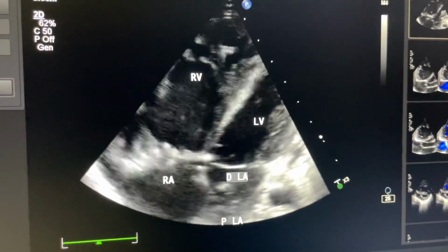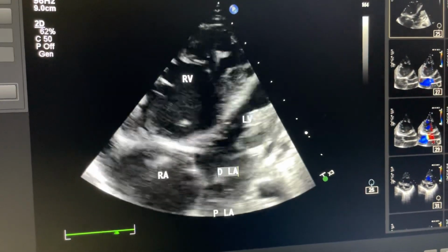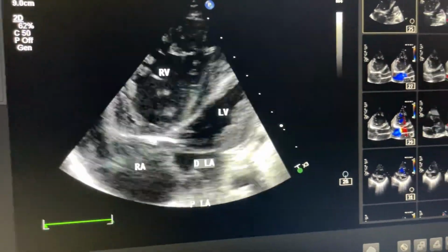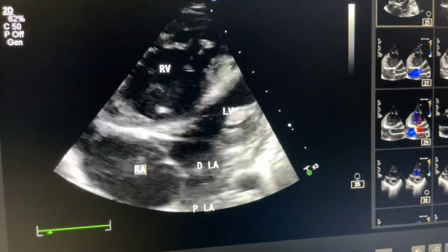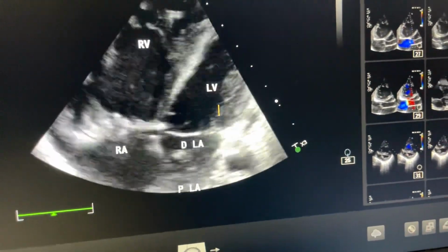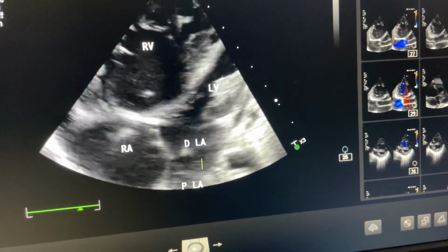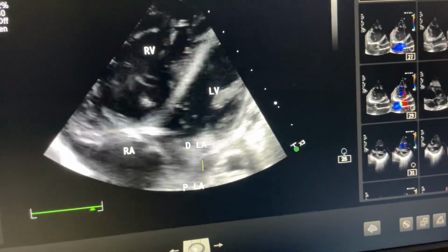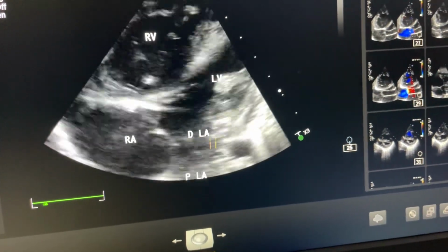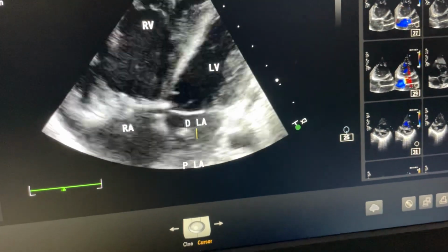This is the case of cor triatriatum sinister. Here what you can see: right atrium, try to focus, this right atrium; this is right ventricle, severely dilated; this is left ventricle; and left atrium has been divided by a septum into a proximal left atrial chamber and a distal left atrial chamber. This is proximal chamber and this is distal chamber.